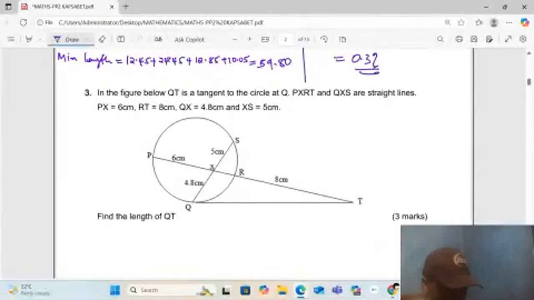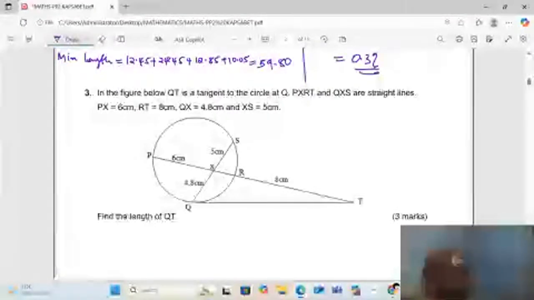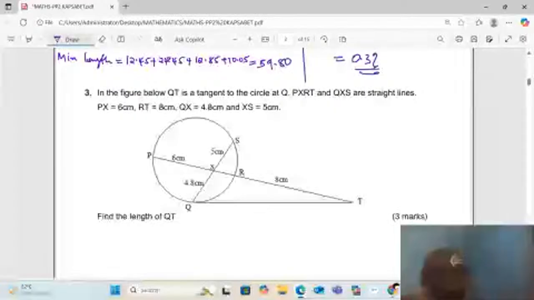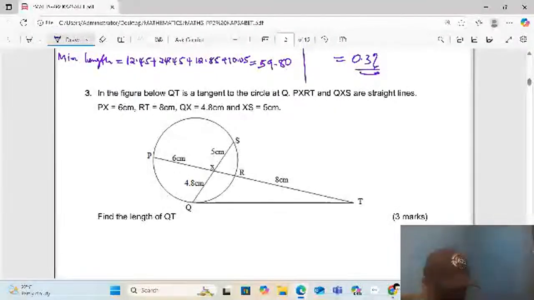So that is the figure. You can have a look at it. They're asking us to find the length of QT.